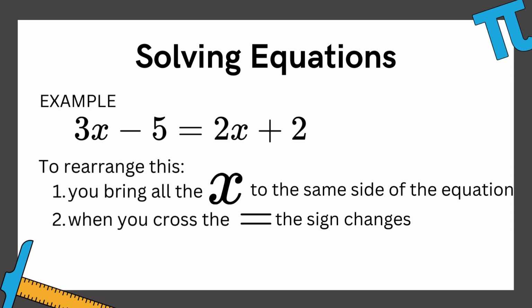So when you solve equations, an example is this: 3x minus 5 is equal to 2x plus 2. Now we have a mixture of variables and a mixture of numbers. So to rearrange this, we bring all the variables that have the x to one side, and then we take all the numbers to the other side of the equation. You need to note that when you're moving variables across an equation and you have to cross the equal to sign, then the sign changes. And if you are moving numbers and you cross the equal to sign, the sign changes as well.